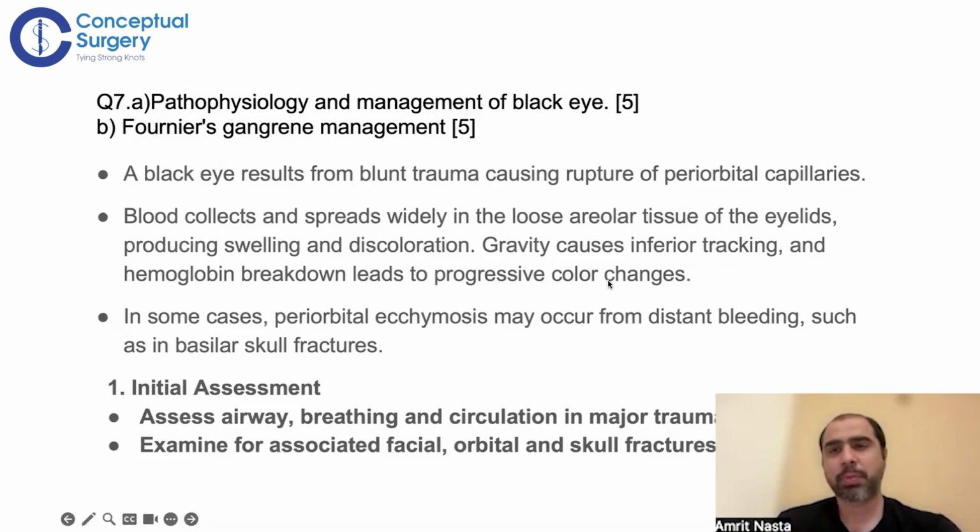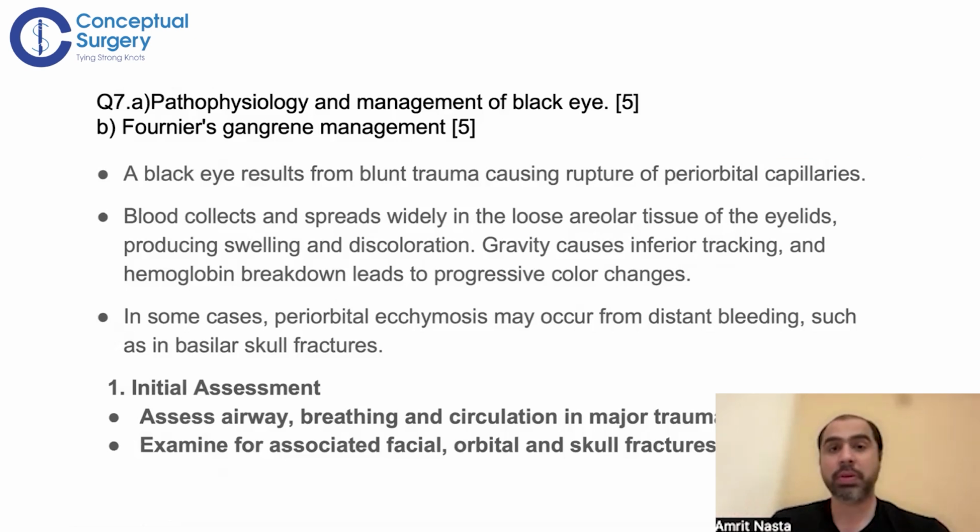This will lead to rupture of periorbital capillaries, and the problem is, since there is a lot of loose areolar tissue, the blood will track in that area, producing swelling and discoloration. Usually it will track inferiorly, so there is more blackness in the lower lid. There can be conjunctival hemorrhage also associated with the black eye. And of course, since it's a contusion, there will be color change. It will start with black, then blue, then greenish yellow, and then it will disappear over some days. But this is just the expected normal pathophysiology.